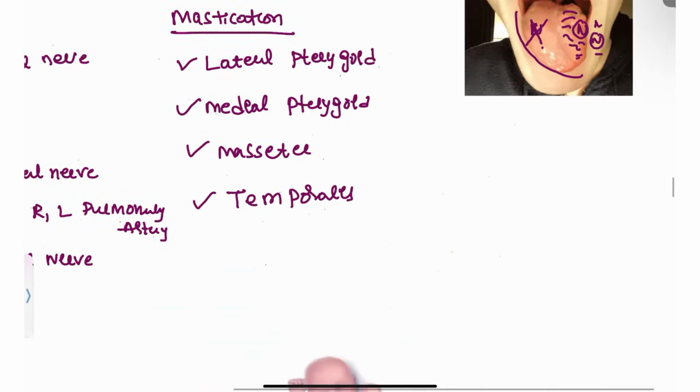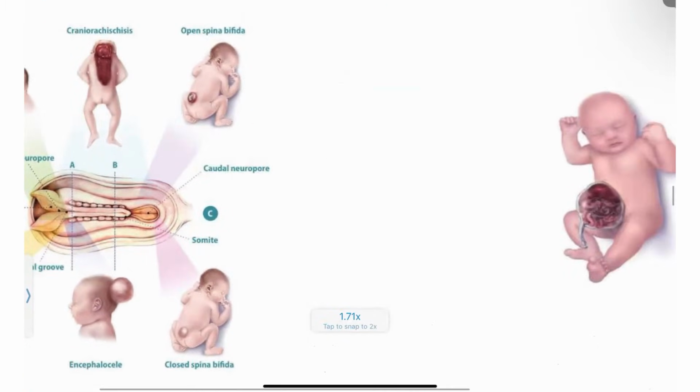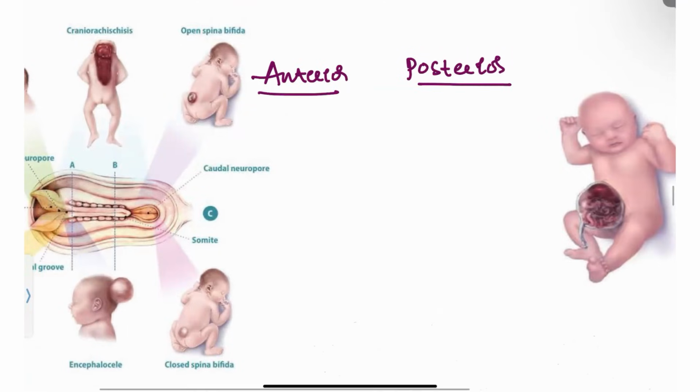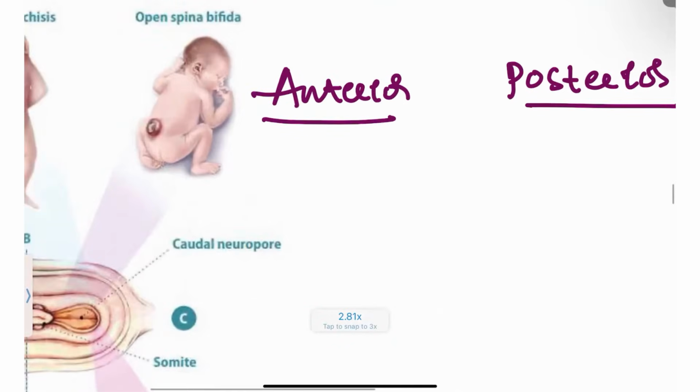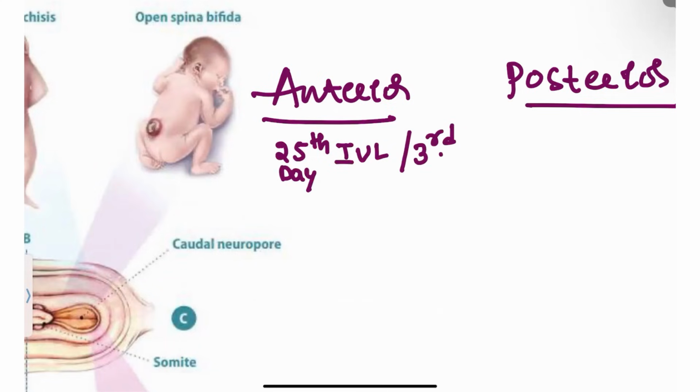Next topic, neural tube defects. So we have the first one, anterior, and the other one is the posterior neural tube defects. On the anterior side, the development is stopped by the 25th day of intrauterine life, or third week. Okay, 25th day or third week.